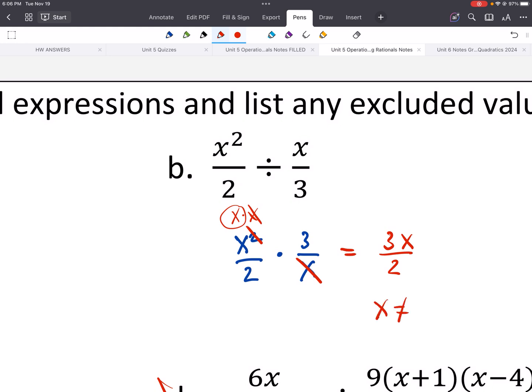X cannot be, so again, you can't just rely on the original equation. Even when we flip it, we need to also check. So x cannot be 0 here.